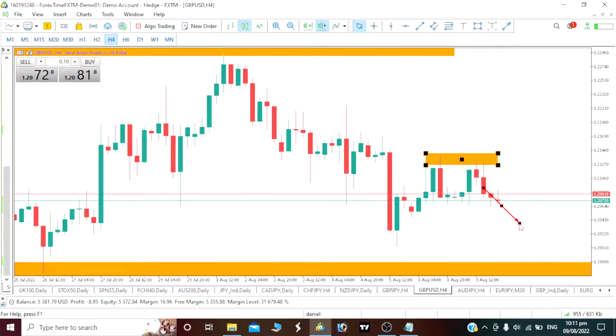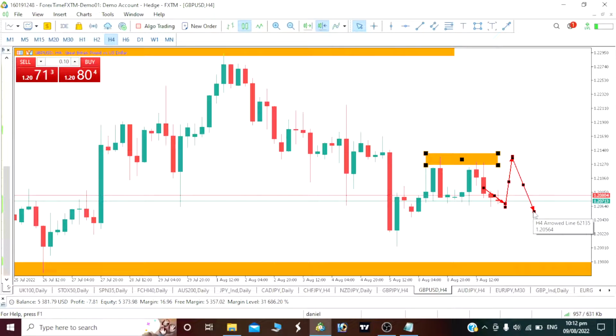But before that, notice that we might have a pullback upward again and a drop, giving us a triple top. We have a double top right now. We're very much likely to have a triple top before we see that drop on our pound USD. So it does depend. Watch out for it.